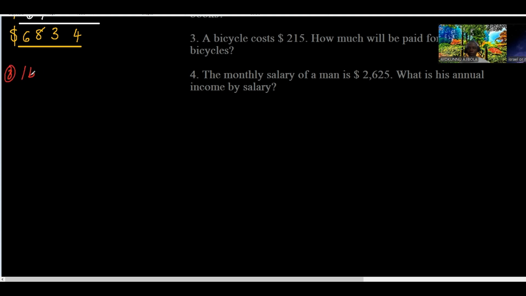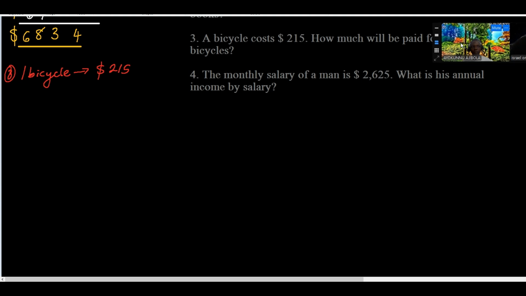one bicycle costs $215. So we want to know the cost of 87 bicycles. So multiplying by itself. So 87 bicycles will cost 215 times 87.